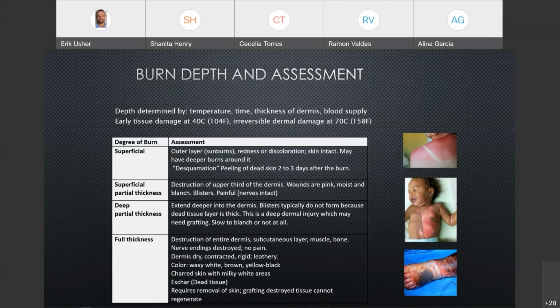The dermis is dry, it's contracted, it's rigid, it's leathery. It's called eschar. The color may be waxy white, brown, yellow, black, that charred skin with milky white areas. And that eschar is just all dead tissue, and it is hard. In these patients, you may not even be able to feel a pulse through that eschar. It requires removal of skin, grafting, destroyed tissues that can't regenerate.